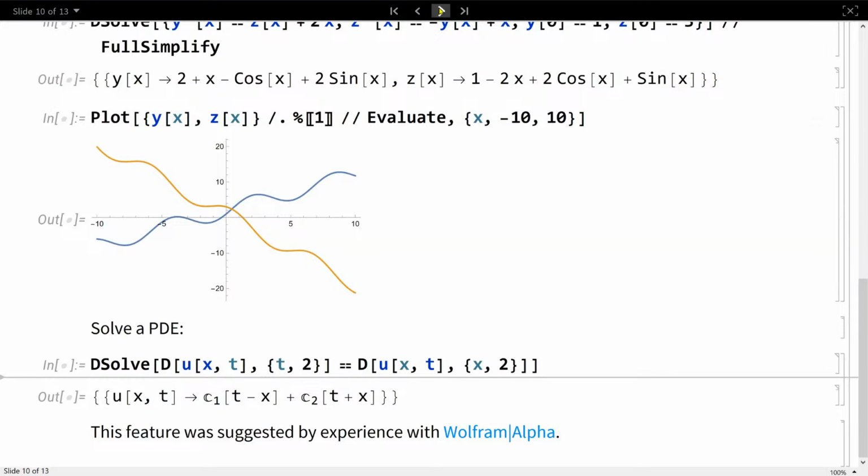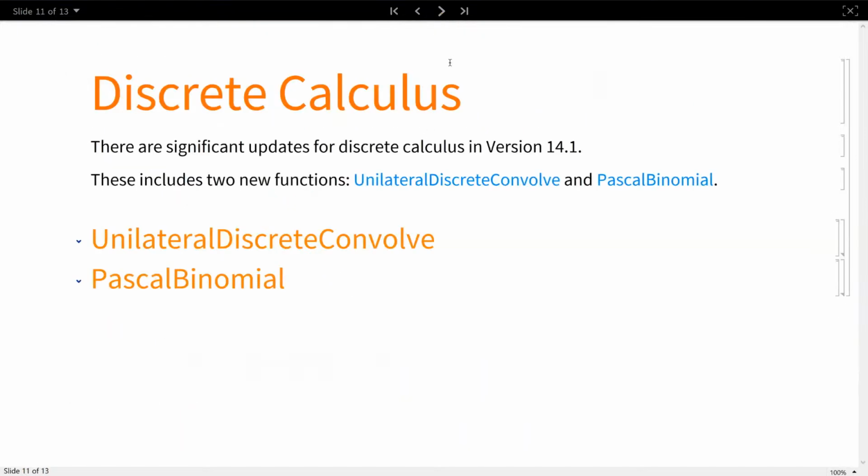Okay, so from DSolve, I now go on to discrete calculus. So discrete calculus is something we introduced in version 7.0, and then we kind of forgot about it, okay? In the sense that we didn't do any significant updates, but we do have a significant update for this functionality in version 14.1. We have improved the SeriesCoefficient and other functions, but we also have 2 new functions, UnilateralDiscreteConvolve and PascalBinomial.